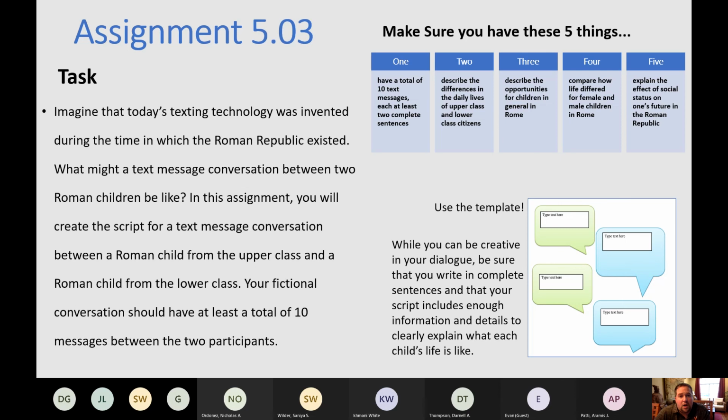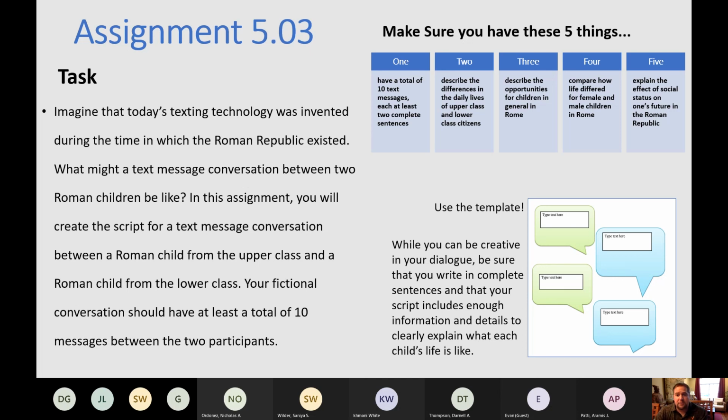So you want to make sure you have a total of 10 text messages with at least 2 sentences for each. You want to make sure that you describe the daily life of the upper and lower class of its citizens, describe the opportunities that the children had in general in Rome, and compare how it differed for male and female children. The best way to do that is to have one person be a boy and one person be a girl, and explain the effect of the social status on the future of Rome's republic.